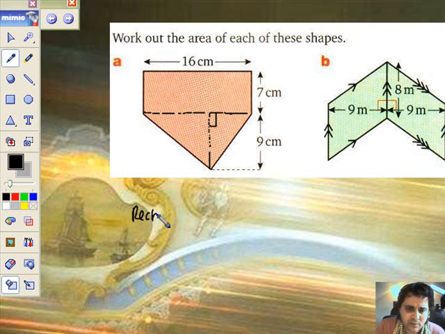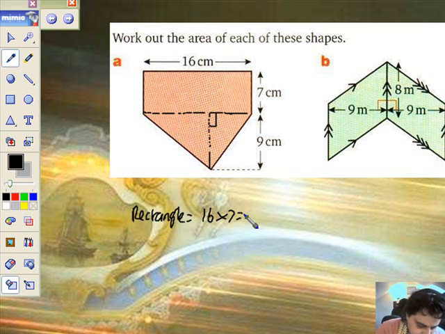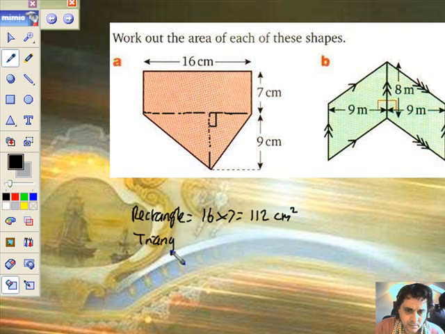So first we do the rectangle. That's going to be 16 times 7. Just ask the machine what that's all about. 112. That's centimetres squared. Now the triangle. That's going to be the base. Well, that's 16, because it's part of the rectangle. So 16 times the height of 9, divided by 2. I can see that's 72 centimetres squared.